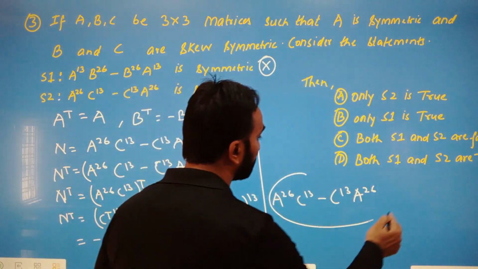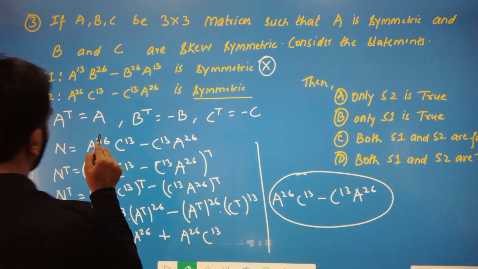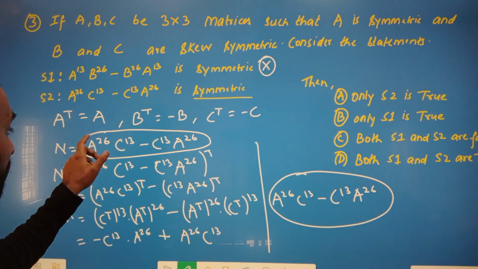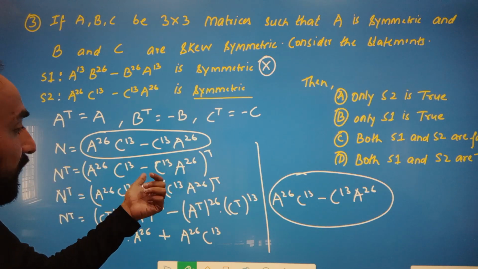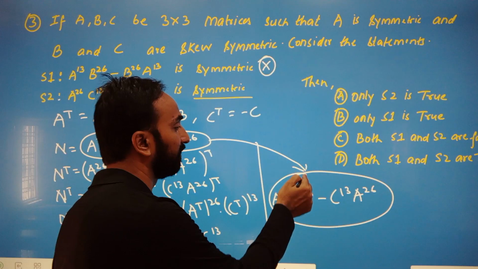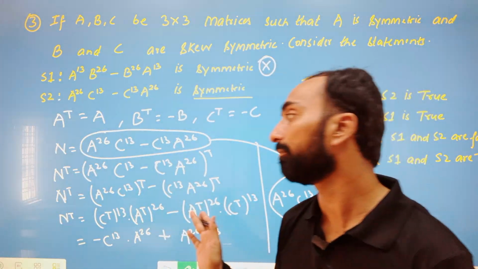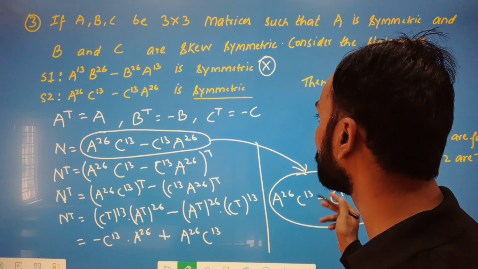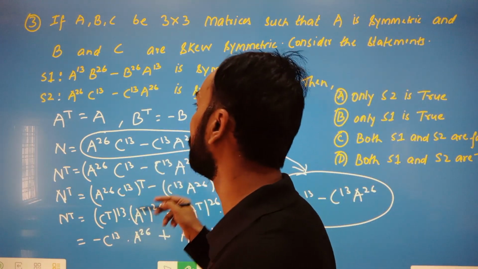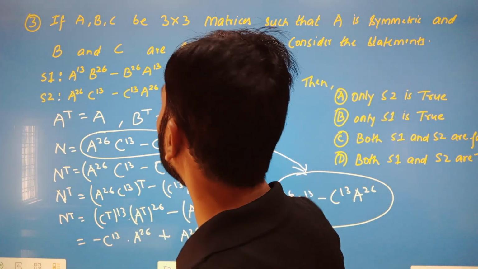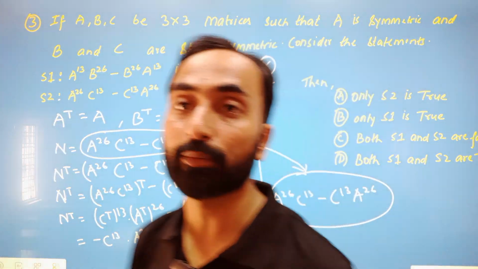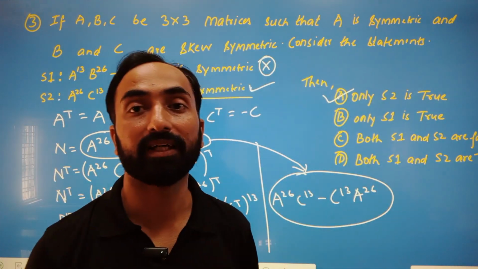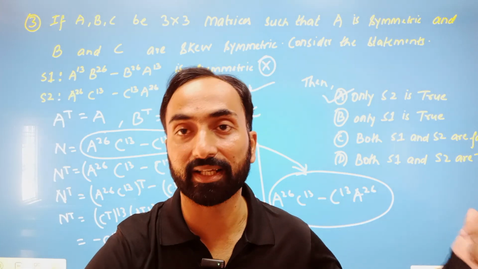Now I have to compare this with the statement I considered as N. Let's compare both terms. A26 C13 minus C13 A26 is just similar to N. So the transpose has become the same as the matrix itself. So it is a symmetric matrix. So only statement 2 is correct. Statement 2 is correct, so I can verify this as option number A. Option number A is the correct option for this question.